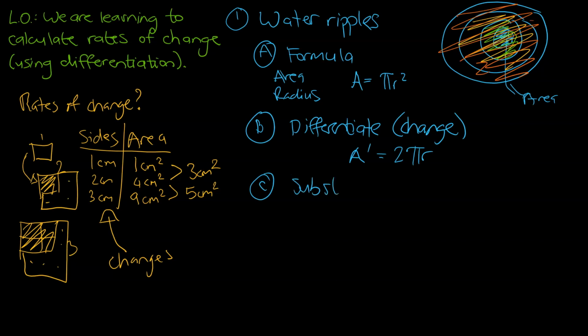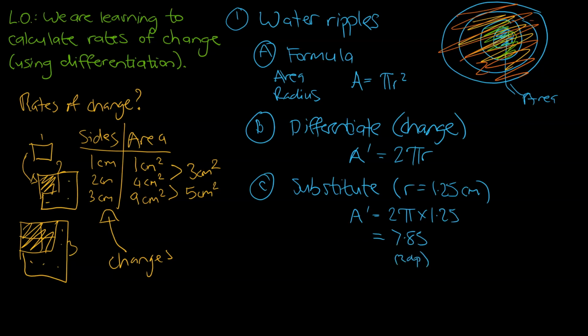substitute. Normally you're trying to find out how much it is changing at a particular point. In our case, we are interested in how much it is changing when the radius is 1.25 centimeters. So let's put that 1.25 in. A dash is equal to 2 pi times 1.25. If you put that into your calculator, you're going to get 7.85. I rounded that number to 2 decimal points. And our units, it's an area, so it's centimeters squared.